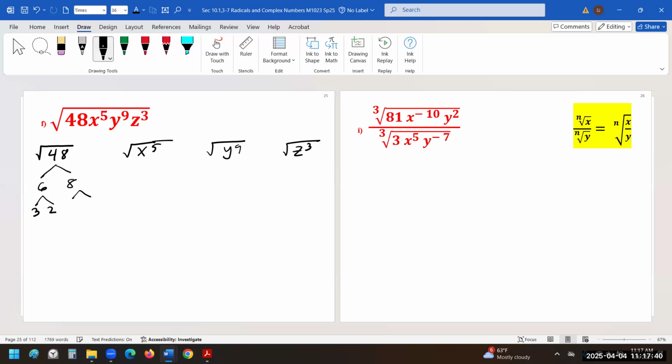6 is 3 times 2, and 8 is 4 times 2. And if you want to stop here, you can. But if you want to keep going, then you can break this down and get 2 more. Now you're looking for same number twice. We have this twice and we have this twice. That means we have same thing twice. So we do square root of 3, and then we have 2 square twice.